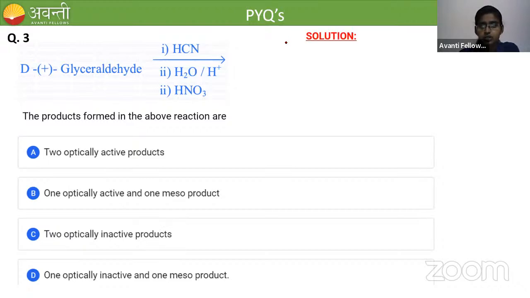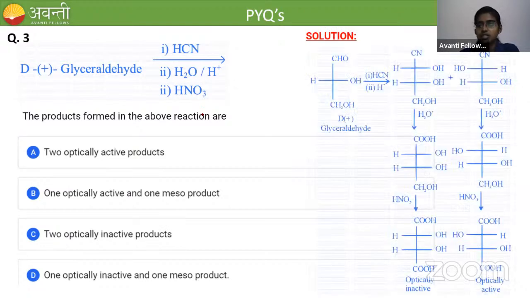So let me show you the solution. You can see the reactions on the slide. So this is your glyceraldehyde. It reacts with H2O. Which one reacts with H2O, you are saying? So this is the glyceraldehyde on your screen, which is a 3-carbon containing system.